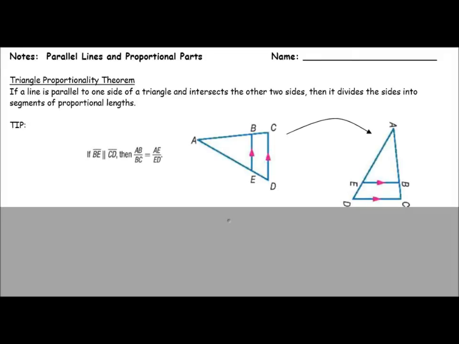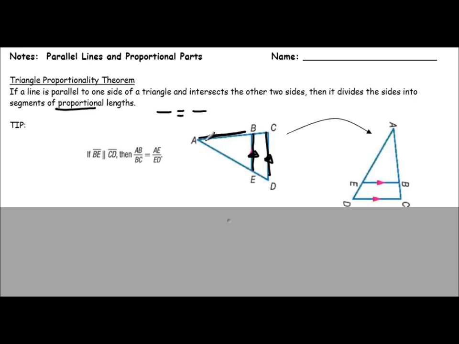The triangle proportionality theorem says that if a line is parallel to one side of a triangle and intersects the other two sides, so here's a parallel line intersecting two sides of a triangle, then it's going to divide the sides into segments of proportional length. Remember that proportional means ratios that are equal. So this segment, BE, is parallel to CD, which means it's going to divide the triangle into proportional lengths.